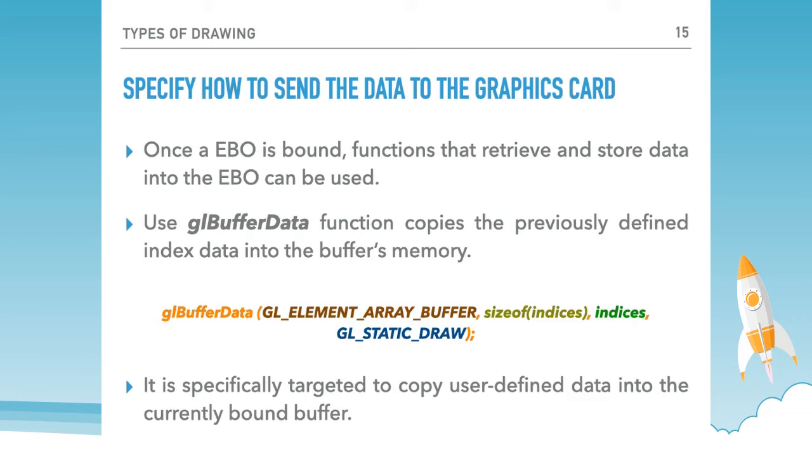Once you have your EBO, you can use the glBufferData function, which copies the previously defined index data into the buffer's memory in the GPU. It is specifically targeted to copy user-defined data into the currently bound buffer.